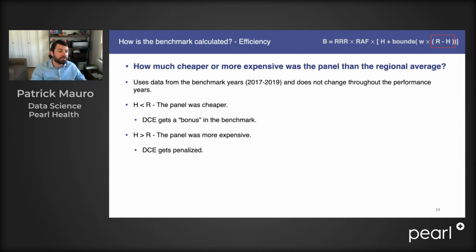And so then this factor is positive. The R minus H is a positive number, and this generates sort of a bonus payment in the benchmarking model or benchmarking calculations. Contrastingly, if my historical cost of care was greater than R, the panel was more expensive than CMS expected, and so the DC will get penalized.